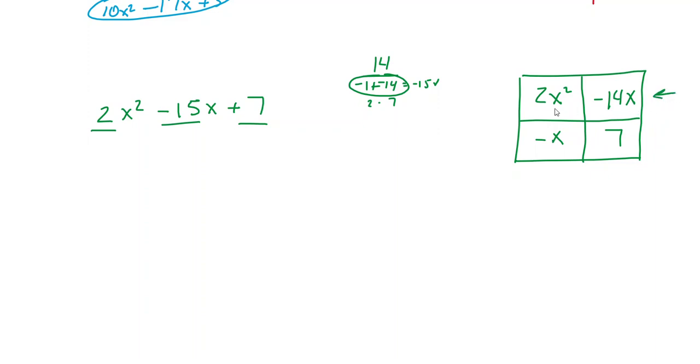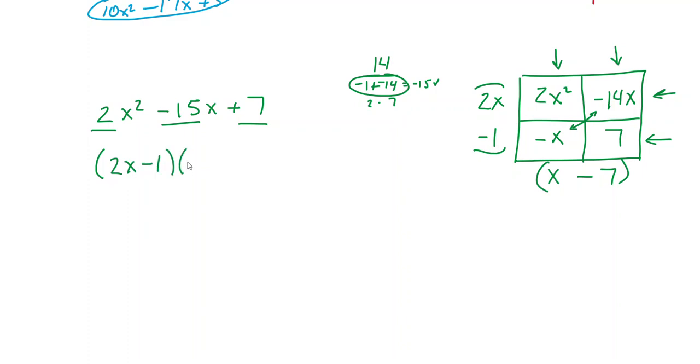And we'll do the factors. Well, there's a 2 and an x in common in the first row. The second row has nothing in common, but we're going to say negative 1 or minus 1. The first column has an x in common. The second column has a 7 in common, but we're going to go with negative, again, because these two are both negative. So now there are our factors. 2x minus 1 and x minus 7.